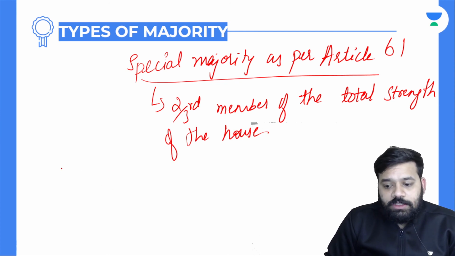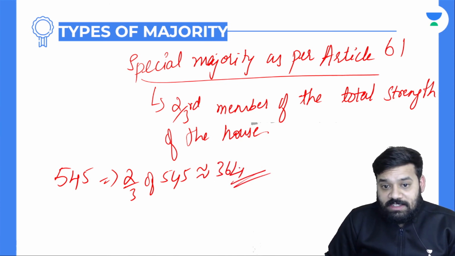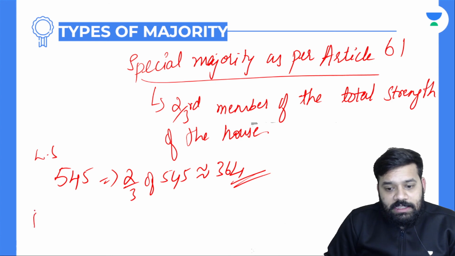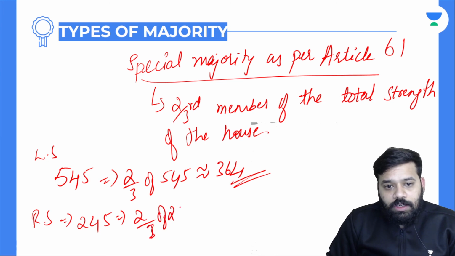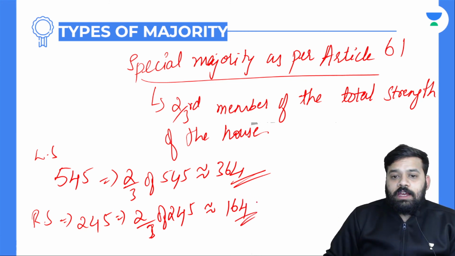What does this mean? Let us assume the strength of Lok Sabha is 545. So 2/3 of 545 is approximately 364. This is the strength required in Lok Sabha. In the case of Rajya Sabha, let us assume the strength is 245, and 2/3 of 245 is approximately 164. This is the strength required in Rajya Sabha.